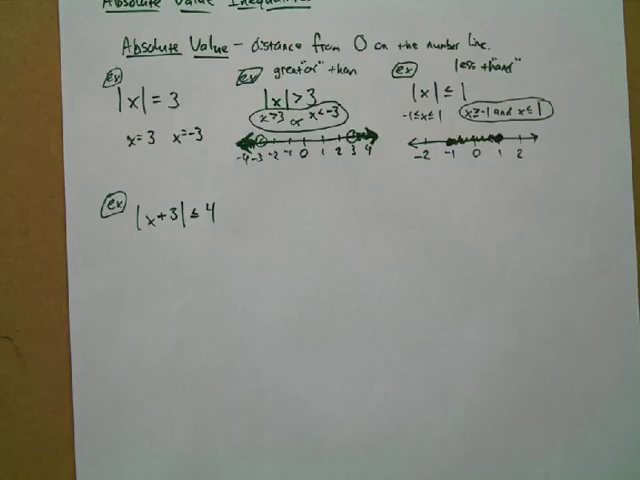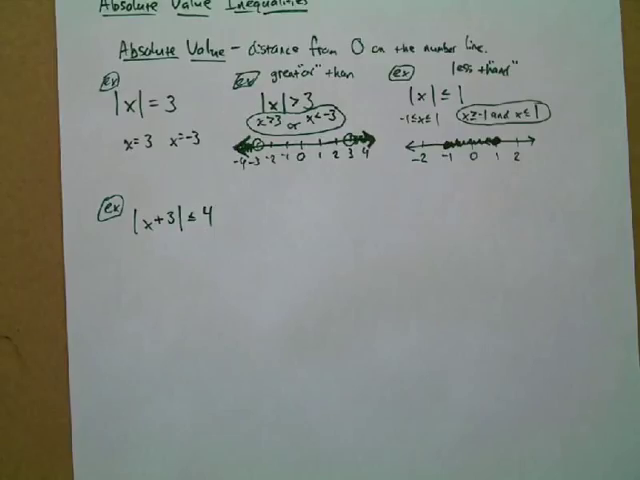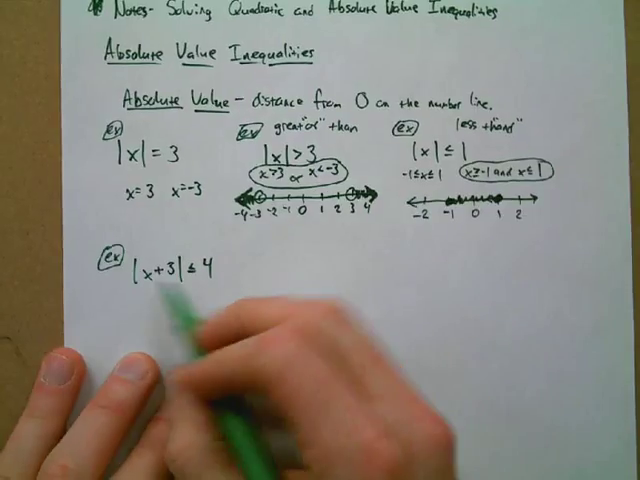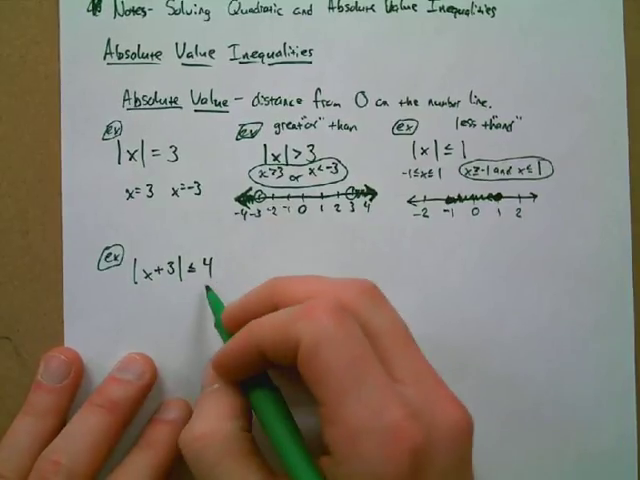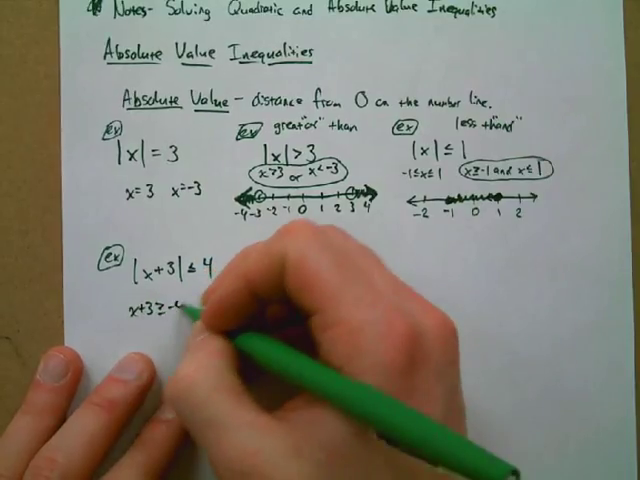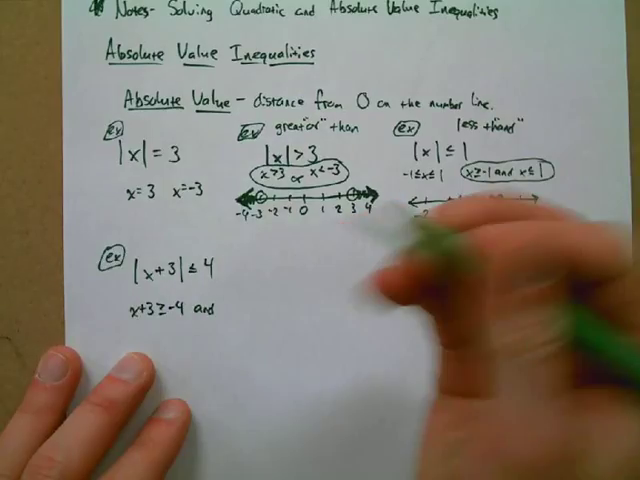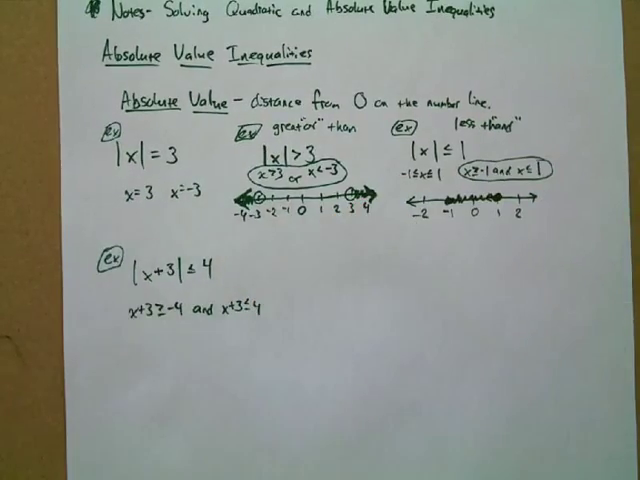So since this is a less than or equal to, that means we're going to be between -4 and +4. All right, we want our distance from 0 of this thing, in this case x plus 3, to be less than or equal to 4 away. So that means we want that x plus 3 to be greater than or equal to -4, and the x plus 3 is less than or equal to 4. Okay. And for a less than, it's going to be an and compound inequality.